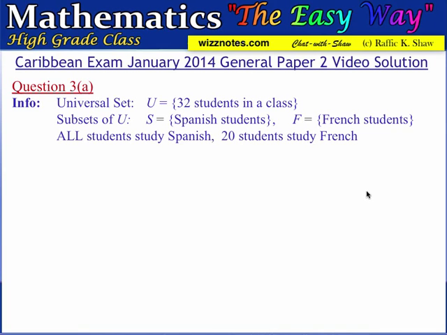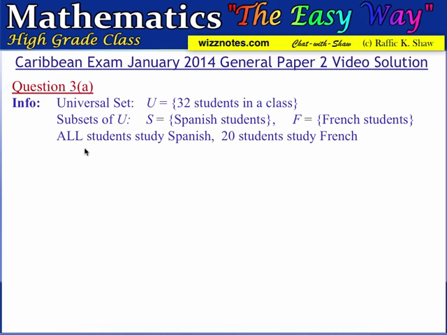We are now at question 3 of this CXC CSEC January 2014 exam video solution, and this is a sets question. In this question, we are told that there are 32 students in a class. All the students in the class study Spanish and 20 of the students study French. And we are using U to represent the universal set.